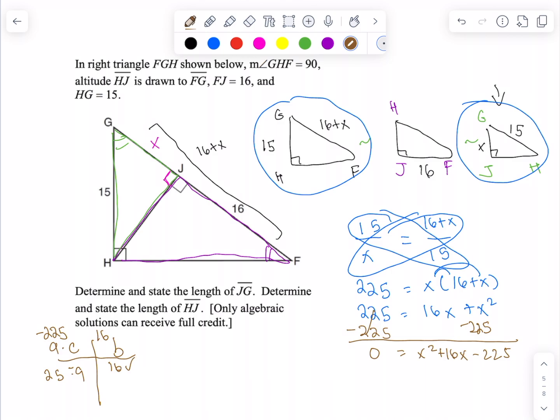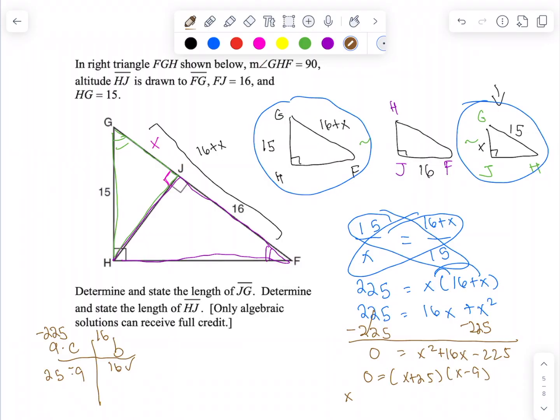So sometimes finding the factors can be the most difficult part. So you might need to do some guess and check. So our two factors are 25 and negative 9. So we can factor that to be x plus 25 and x minus 9.